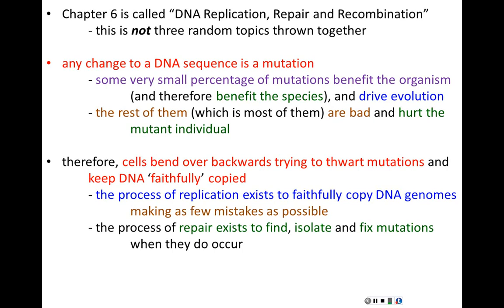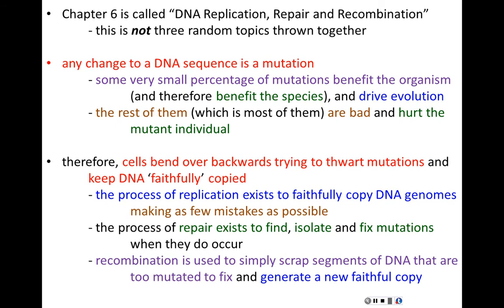There are also processes of repair that exist to find these mutations when they occur. So even though the cell works so hard to make sure no mistakes are made during replication, every once in a rare while, mistakes are still made. And so there are DNA repair mechanisms that exist to find these mistakes, isolate them, and then fix them, and revert them back to the normal unmutated sequence.